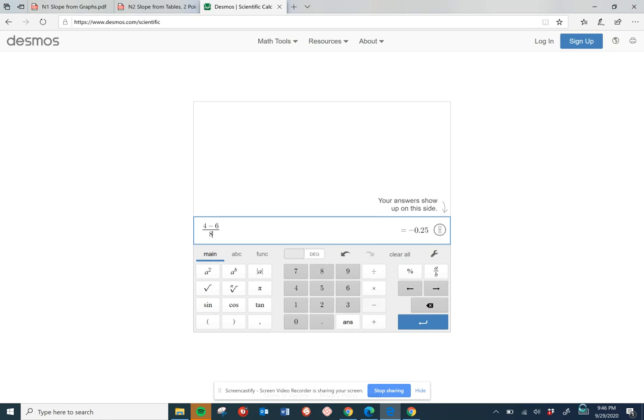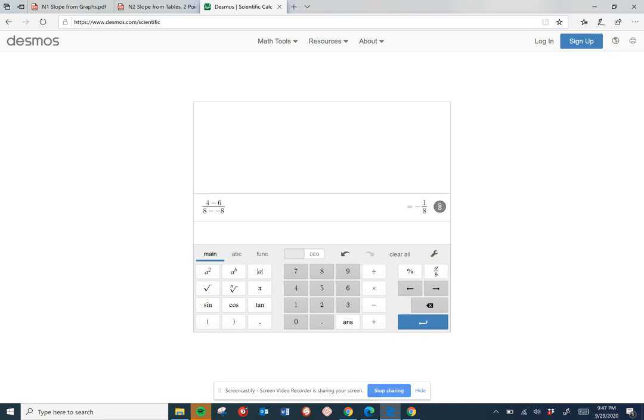In Desmos, you don't have a separate button for the minus and the negative, so it's going to be the same button, unlike your TI Nspire. When you're in class, those are separate, different buttons, but not on Desmos. So we'll press enter. As you can see, it gave us a decimal. We do not want a decimal. We want it to be a fraction. So you just press this fraction button and it will convert it for you. So our answer is going to be -1 over 8.